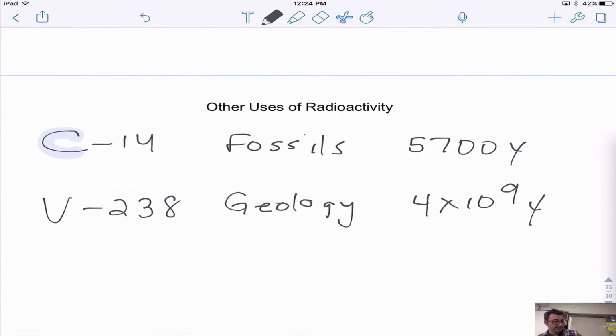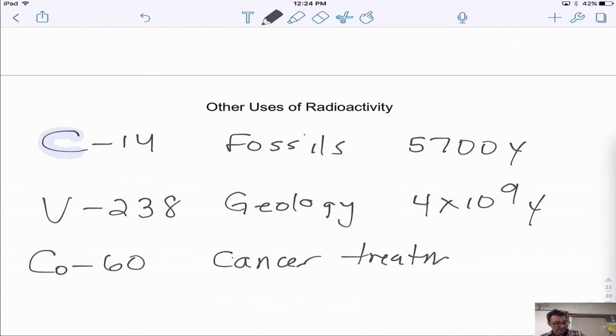Another isotope is cobalt-60. This is used a lot in cancer treatment. So the cancer cells are growing uncontrollably. If you target the cancer cells with a really fine beam of radiation, you can irradiate those cancer cells. And so this is used as a cancer treatment.